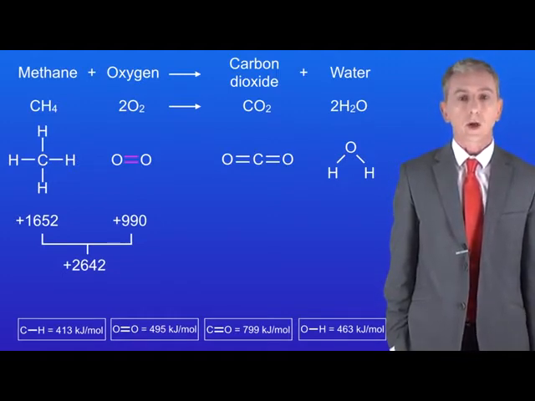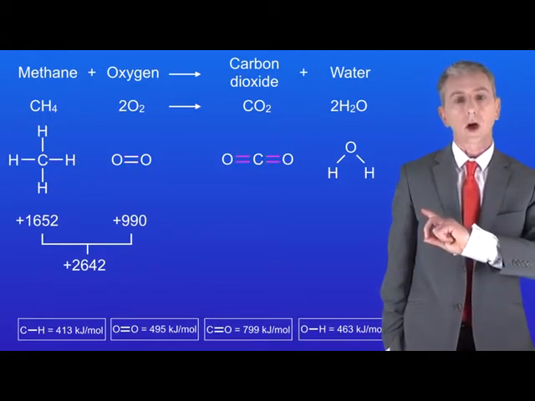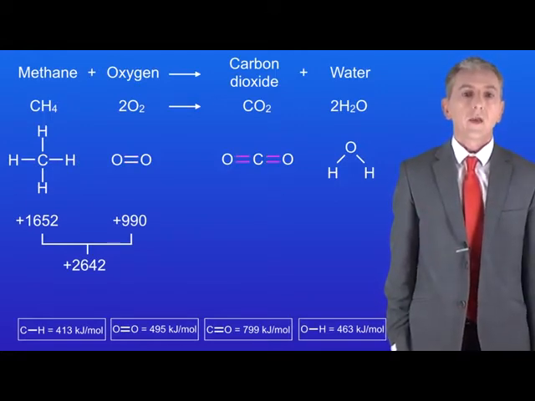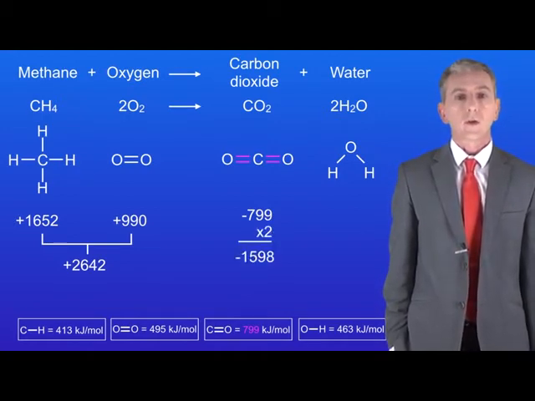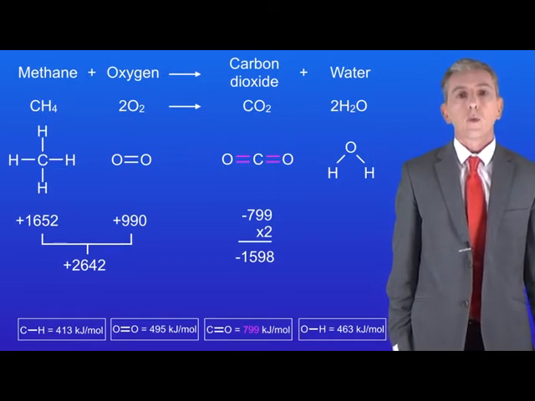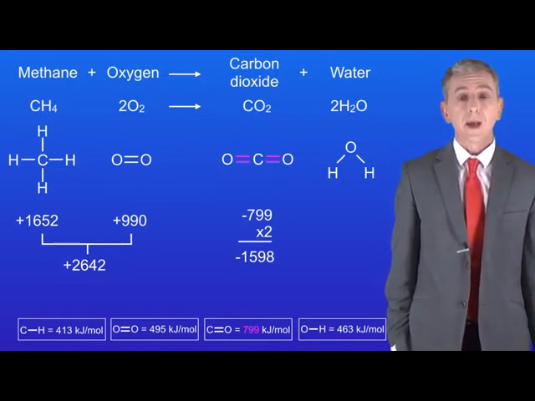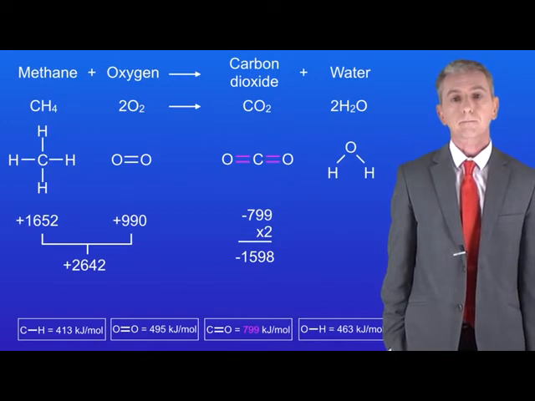On the right-hand side, we're going to make these bonds in the carbon dioxide molecule. The energy of the carbon to oxygen bond is 799 kilojoules per mole. However, each molecule contains 2 carbon to oxygen bonds, so we need to multiply this by 2, giving us 1,598. We also need to make this negative as we're making these bonds.